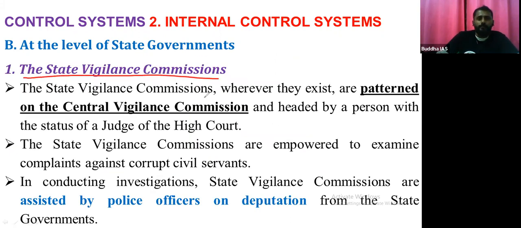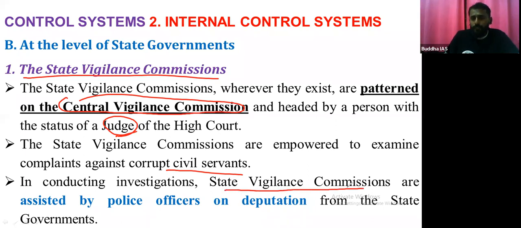State vigilance commission. The state vigilance commissions, wherever they exist, are patterned on the Central Vigilance Commission and headed by a person with the status of Judge of High Court. The state vigilance commissions are empowered to examine complaints against covered civil servants. In conducting investigation, state vigilance commissions are assisted by police officers on deputation from the state government.